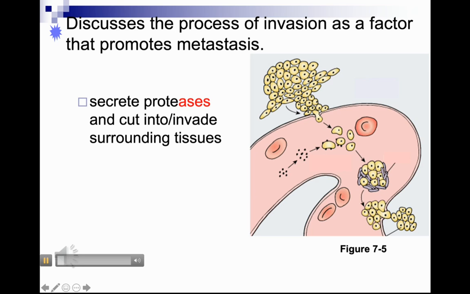As we've been saying, cancer grows by invasion, and that process of invasion is a factor that promotes metastasis. Cancer secretes proteases or enzymes that allow it to cut into or invade surrounding tissues, including the blood vessels and lymphatics. And cancer can then use the blood vessels and the lymphatics as a way to travel to distant sites.